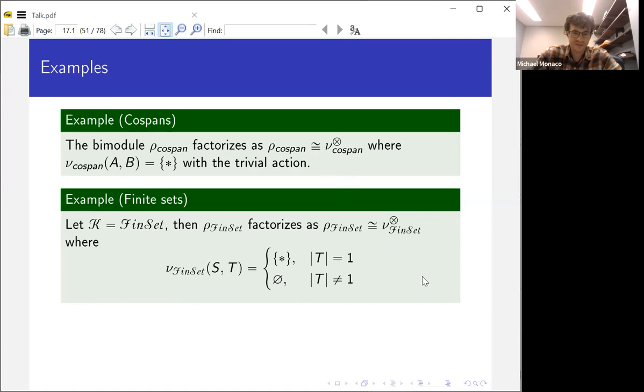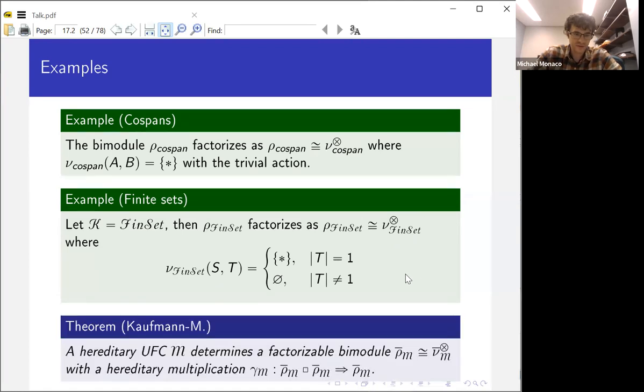And you can do the same thing for a large swath of examples. For a hereditary unique factorization category M, this determines a factorizable bimodule, which are the overlying nu M's here. And importantly, it has what's called a hereditary multiplication. We won't quite have time to get into what this means, but it's very important.